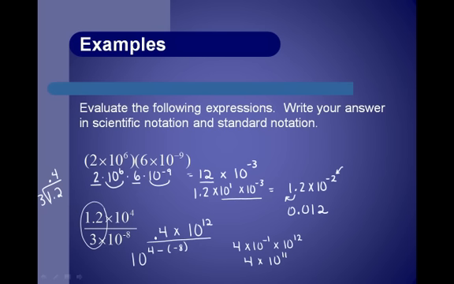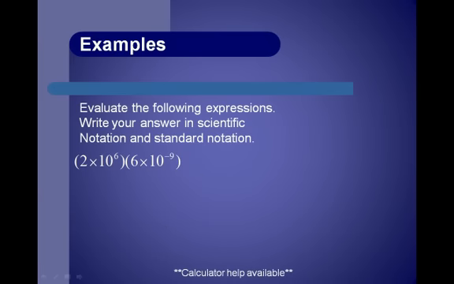In standard form, that means we're going to move the decimal 11 places to make it a large number, which means it's a 4 with 11 zeros, which would give us 400 billion. Now let's look at these on your calculator.